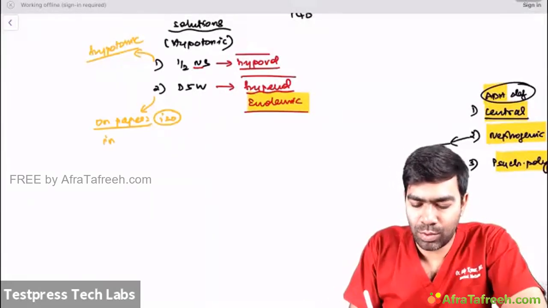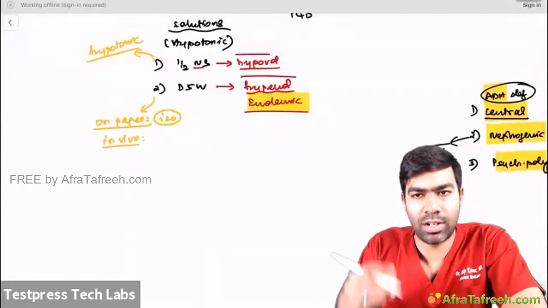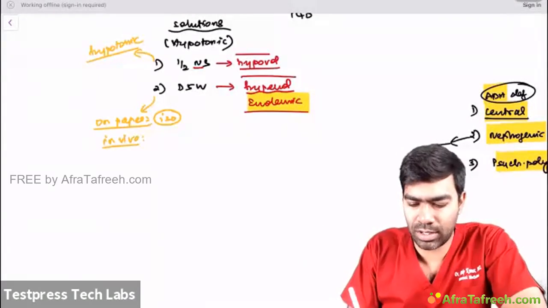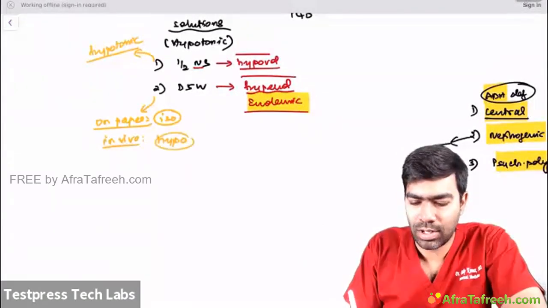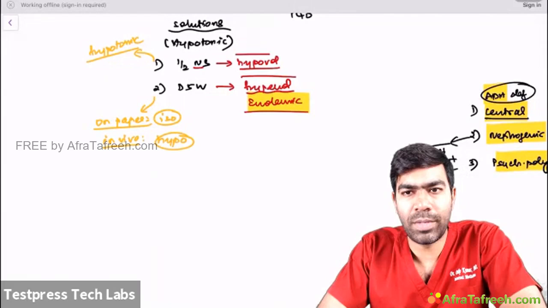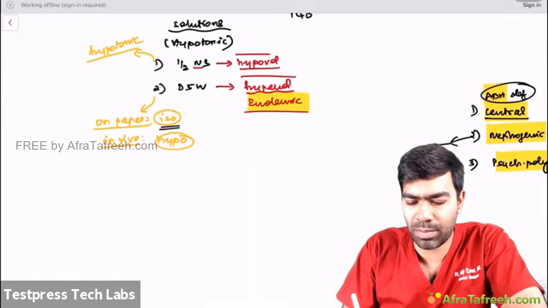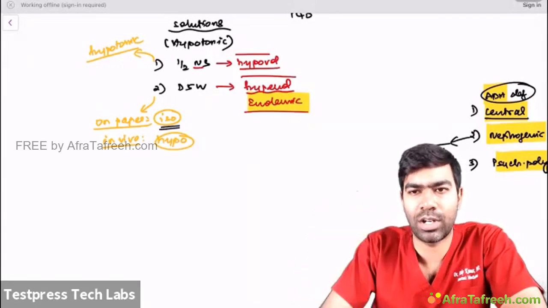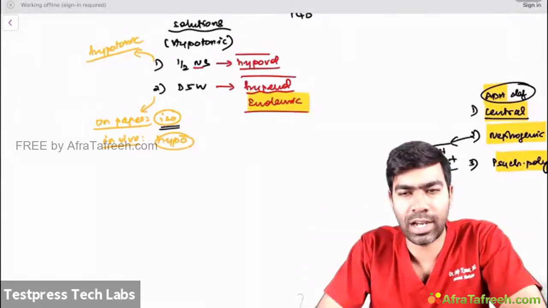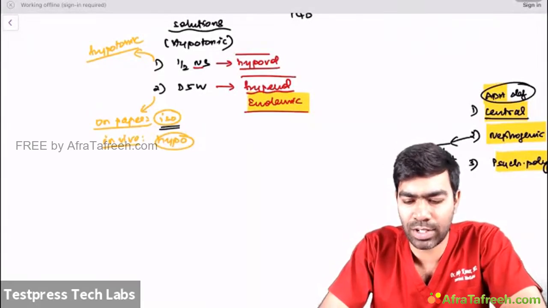But in vivo, when you infuse this dextrose 5 water into the patient, it becomes a hypotonic solution, because the glucose will be rapidly metabolized. Once the glucose is metabolized, it will leave behind only the free water. So in vivo, it becomes hypotonic. But on paper, if you measure the osmolality, because the glucose is there, it will behave like an isotonic solution. That's one added advantage of dextrose 5 water.